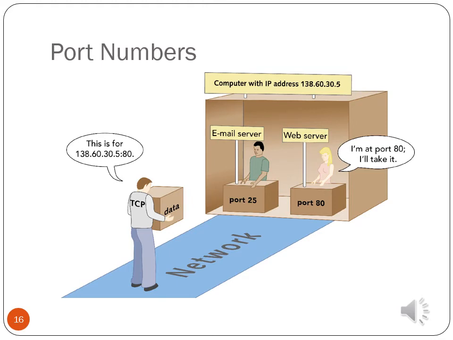But there are two different pieces of software that data could go to in the computer. There's the email service and the web service. Email service, notice, is port 25. Web service is port 80. If we look back at the address where it says this is for 138.60.30.5, we then see :80. The :80 is the port number, and you can see :80 will cause that packet of data to go, in this particular example, to the web server. So again, it directs the data to the appropriate software within the computer.